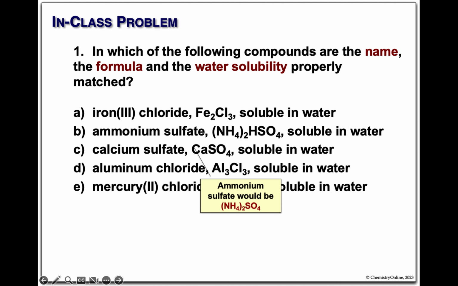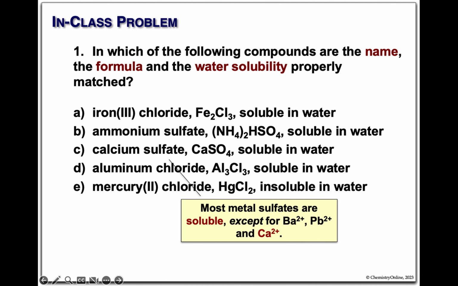Calcium sulfate. Calcium is +2, sulfate -2, so the formula looks right. We know that most sulfates are going to be soluble in water, except for barium, lead, and our friend calcium. So no, it is not soluble in water.